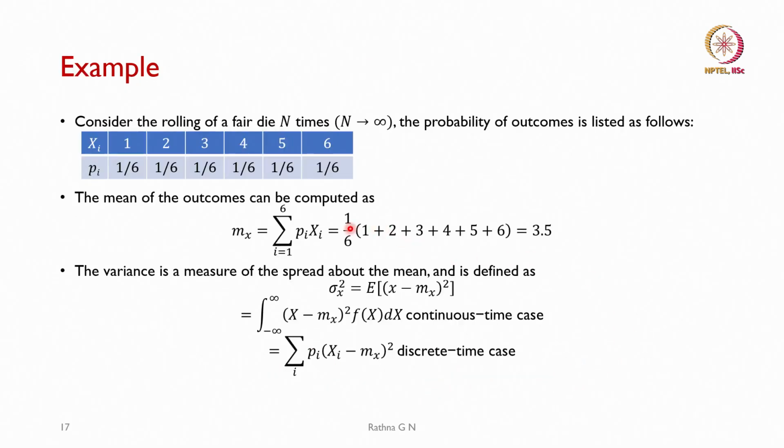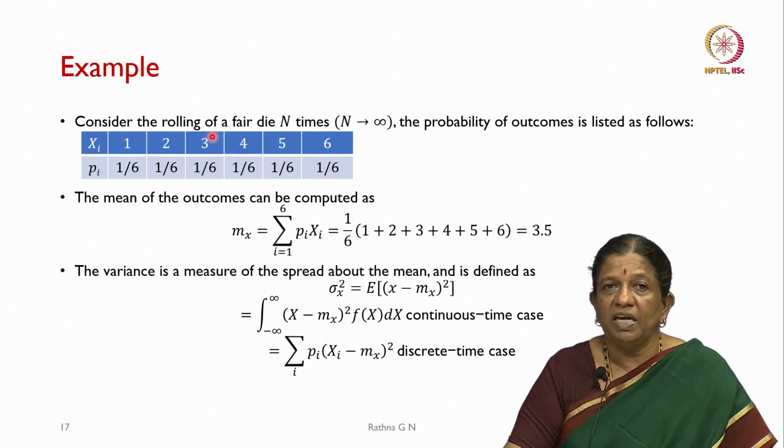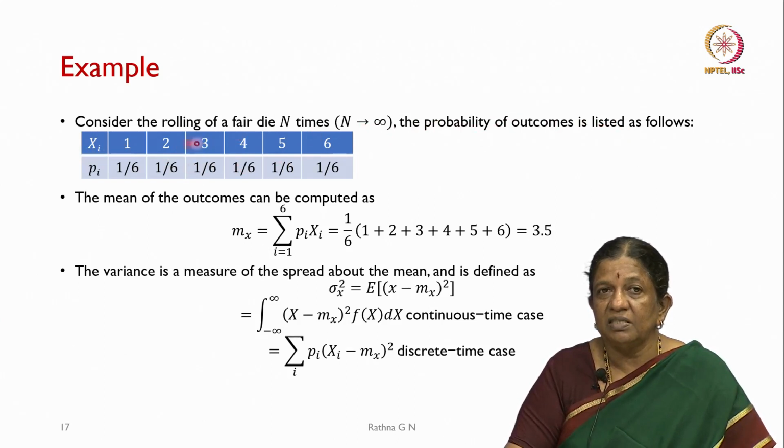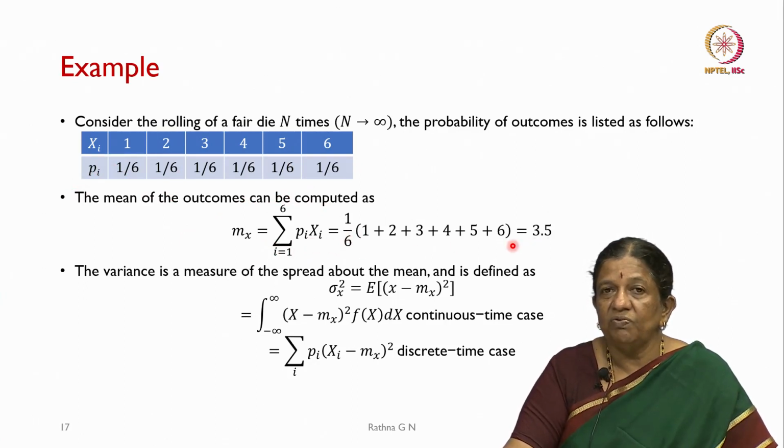As an example, consider the rolling of a fair die n times, where n can be up to infinity. What will be the probability of each outcome? The values of x are 1 to 6, and the probability is 1 by 6 in all the cases. In this case the mean is calculated as mx equals the sum of pi into xi, which is going to be 3.5.